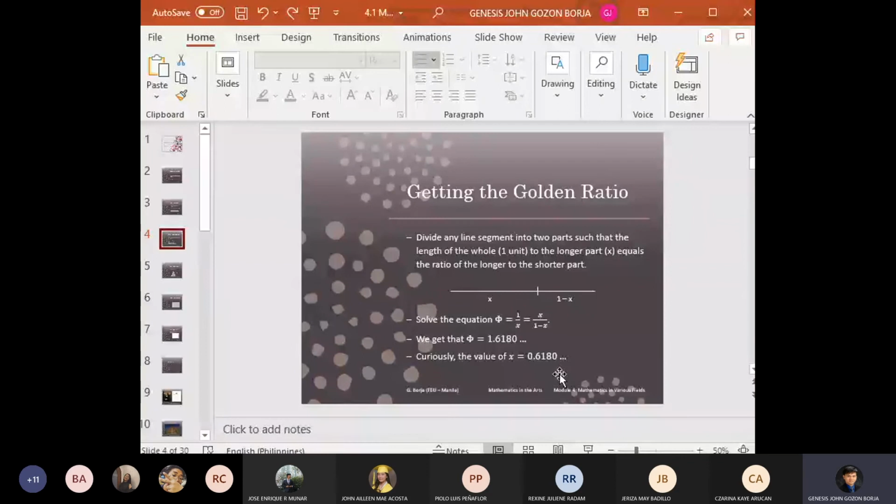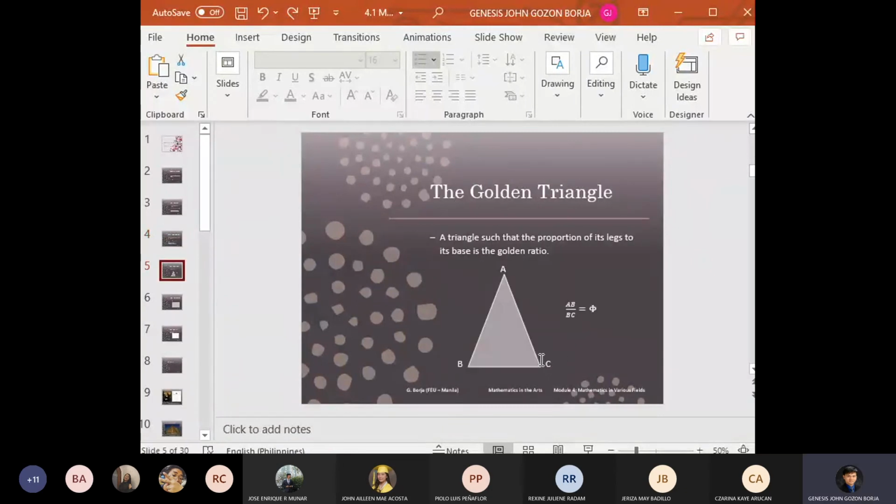Okay? So parang yung decimal numbers niya, almost the same, di ba? Almost the same with the decimal numbers of the golden ratio, which is 1.6180. Okay, so that's how we find the golden ratio in a line segment. Now, whenever we have triangles in which the ratio of the leg over the base, di ba, this is the base, approximates the golden ratio, we call that a golden triangle.